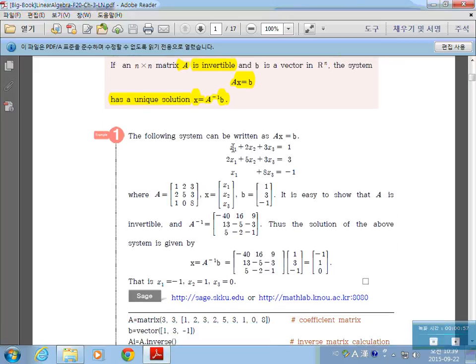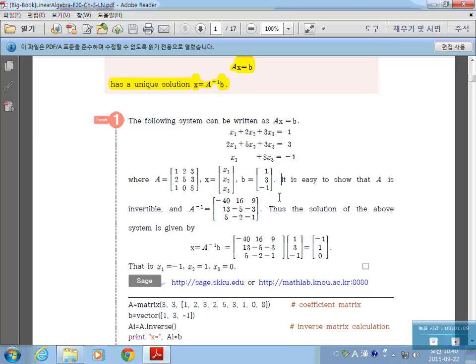So, if you have this type of linear system of equations, which can be written in the matrix form Ax equals B, where A, X, and B are given in this way, an easy way to solve it is to find A inverse and multiply it by B to get the solution X, which is minus 1, 1, 0, like this.